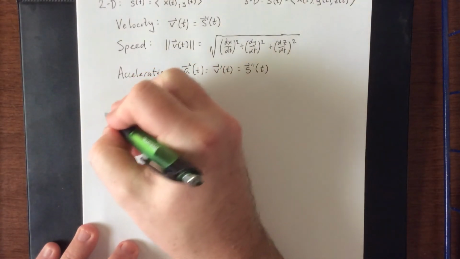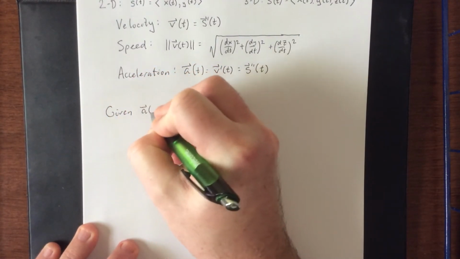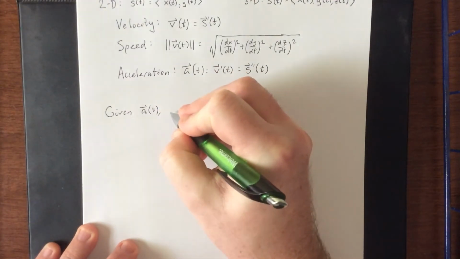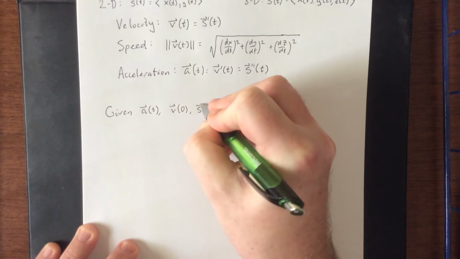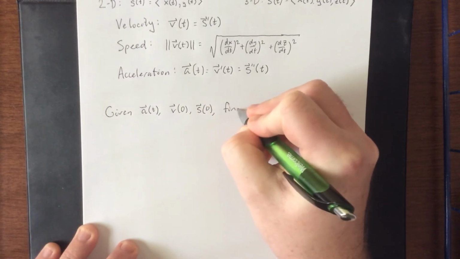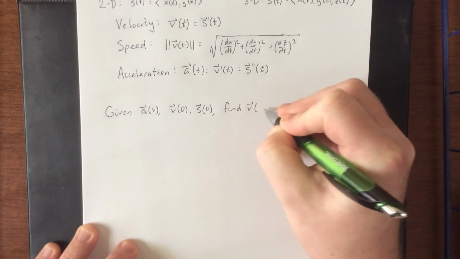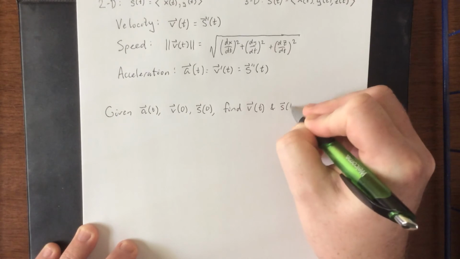Similarly, if we wanted to go the opposite way, given the acceleration function, an initial velocity and an initial position, it is possible to find the velocity function and the position function.